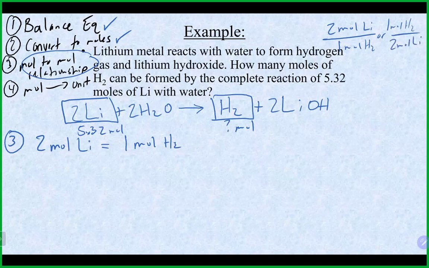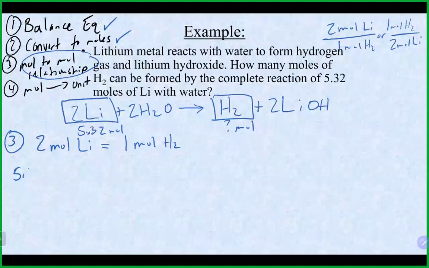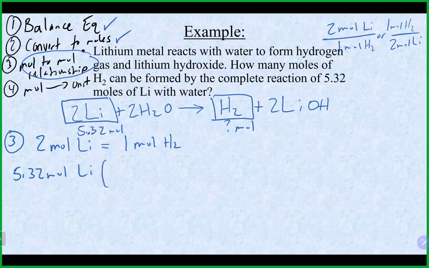So we're going to start with what was given to us, which is 5.32 moles of lithium. We do want to get rid of lithium and end up at hydrogen, which means we do want to use the conversion factor on the right, as that is opposite and puts the lithium on the bottom.